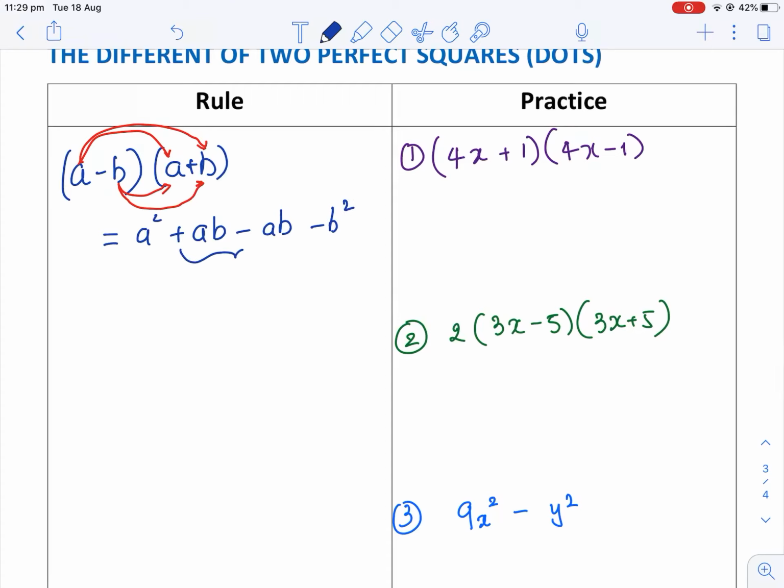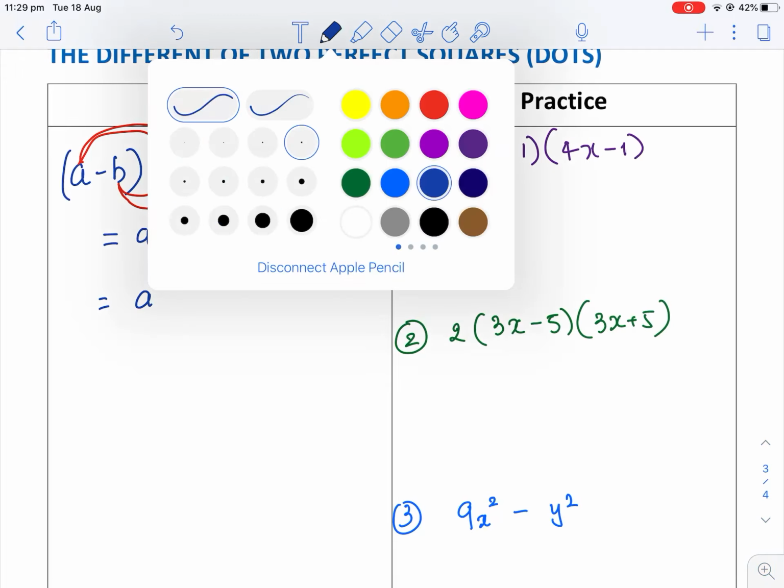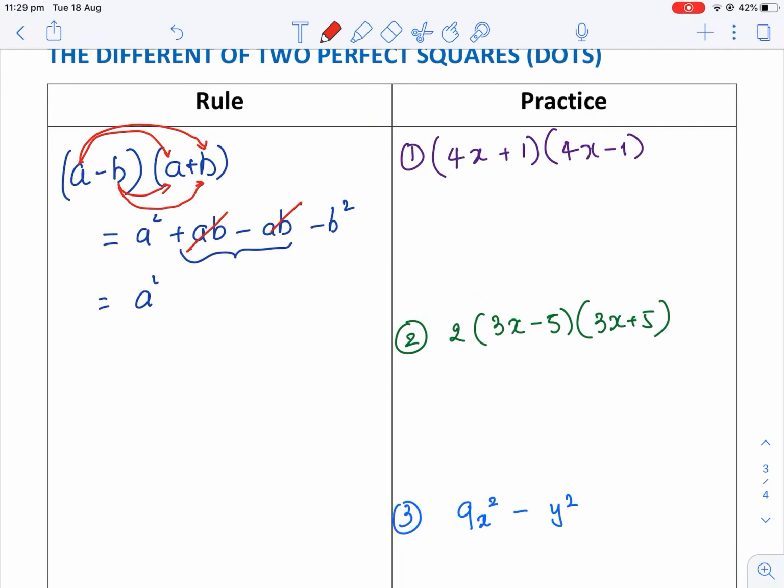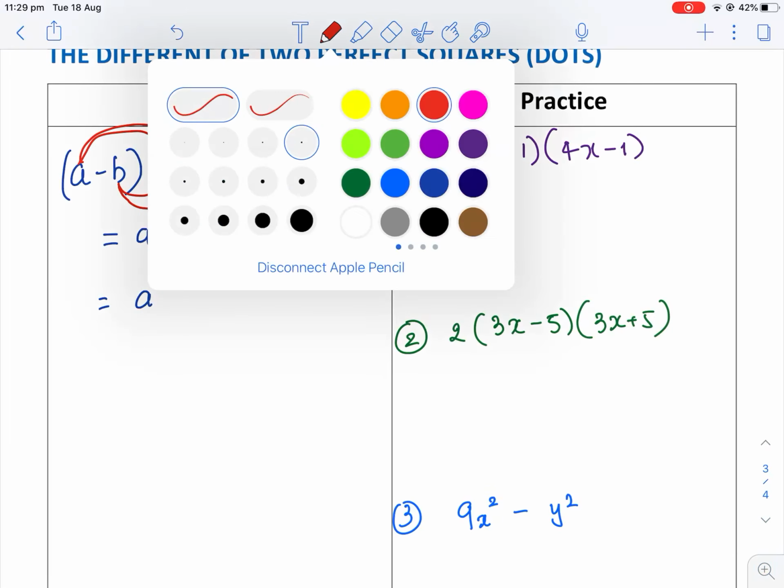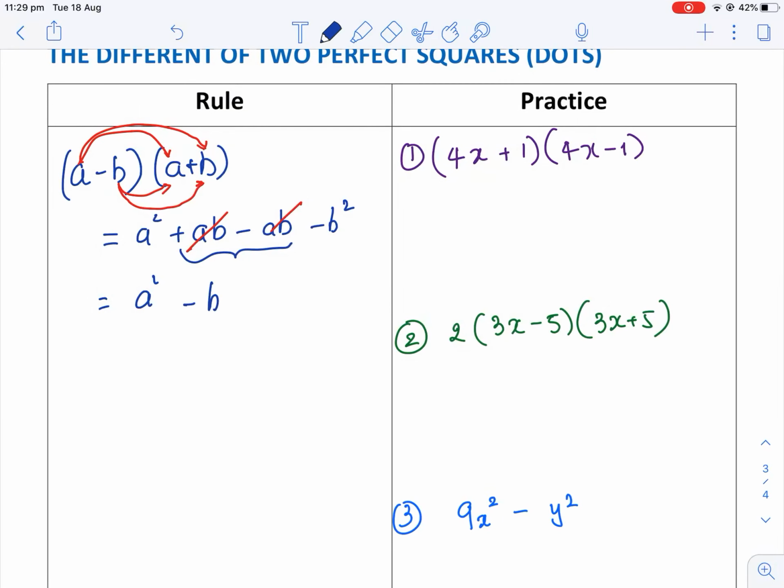Alright, and then I collect like terms because these two are like terms. So it equals A squared, and then this one simplifies with this one. So your answer is A squared, take away B squared.